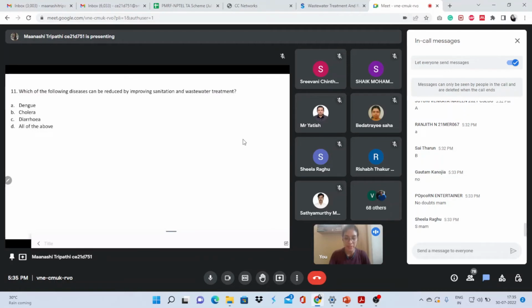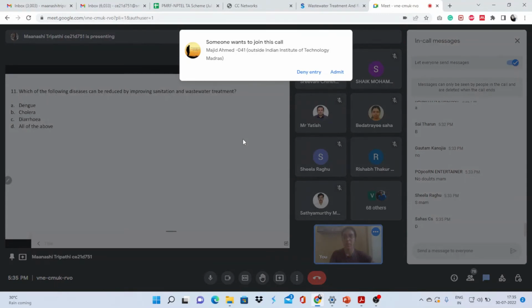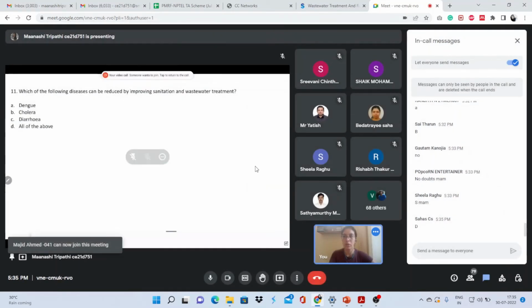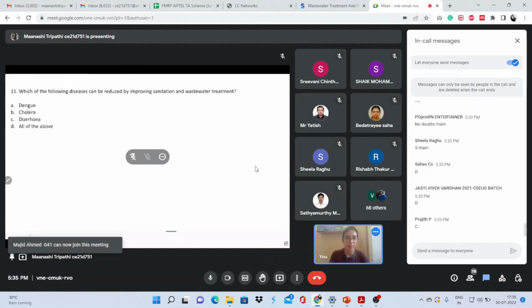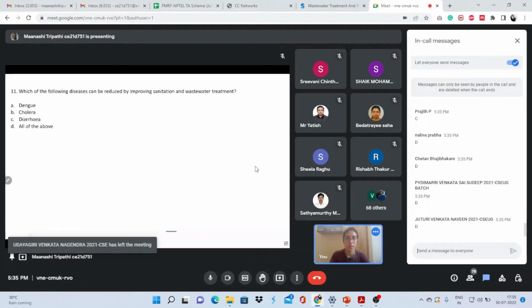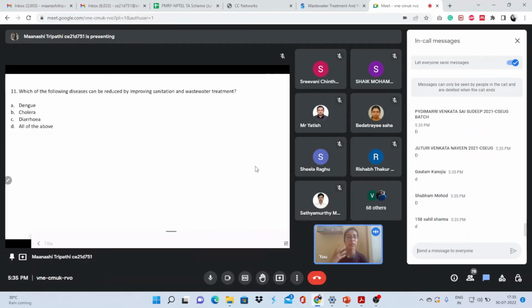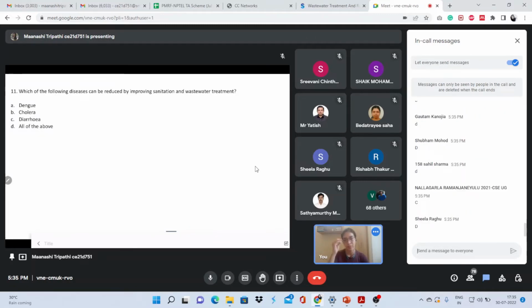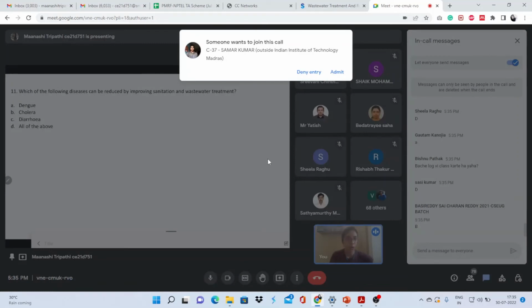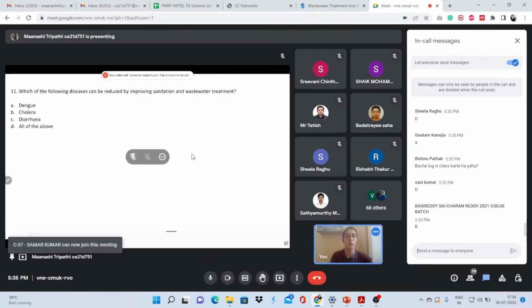Which of the following diseases can be reduced by improving sanitation and wastewater treatment? Dengue, cholera, diarrhea, all of the above. See, first of all, we need to understand if these diseases are related to water or wastewater or not. If they are related to water, then yes, if we improve the sanitation facilities, these diseases will be gone. When we talk about dengue, it's related to mosquito breeding. And where do mosquitoes breed? Where there is bad water, where contaminated water is collected.